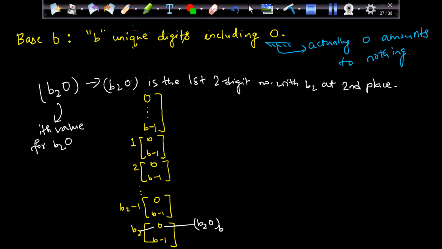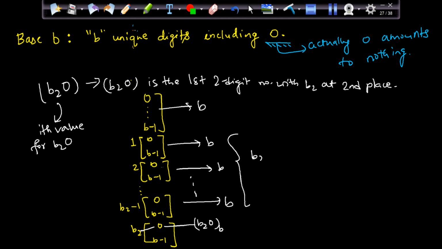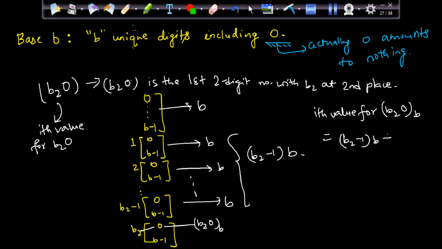So how many numbers do we have to pass to get to b2 0? Similarly, for 1 you have this is b, this is b, this is b. So all of this is b2 minus 1 into b. So what is going to be the ith value for b2 0 in base b? It is equal to b2 minus 1 into b plus b.